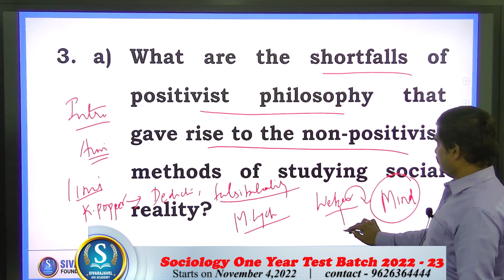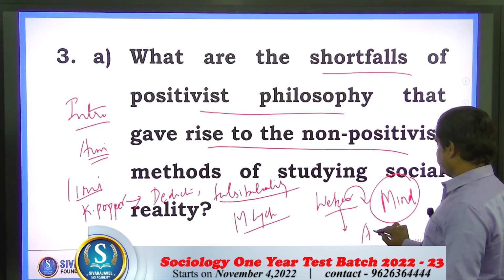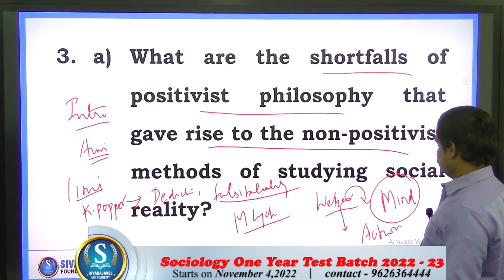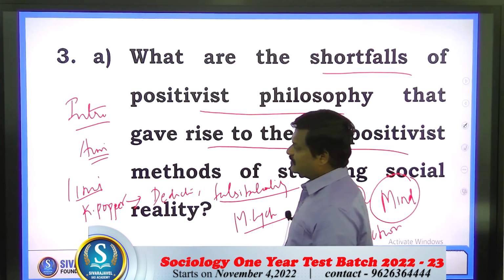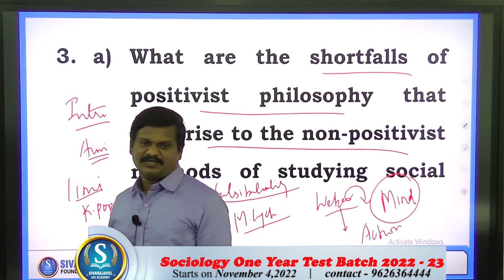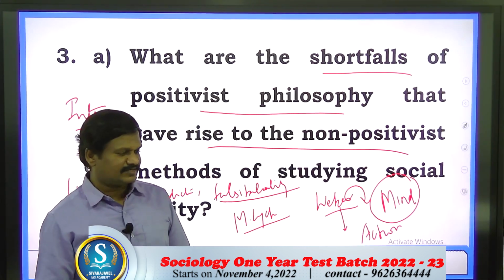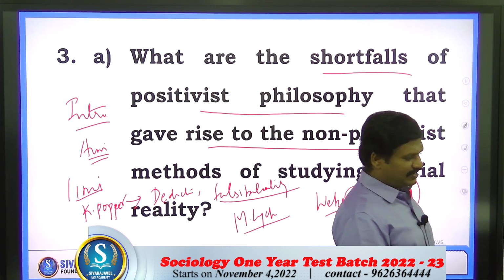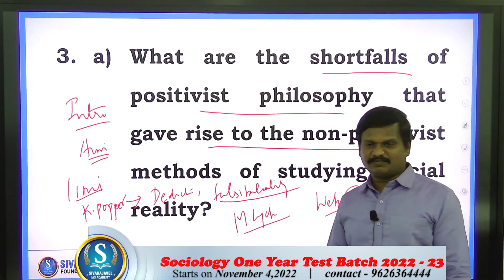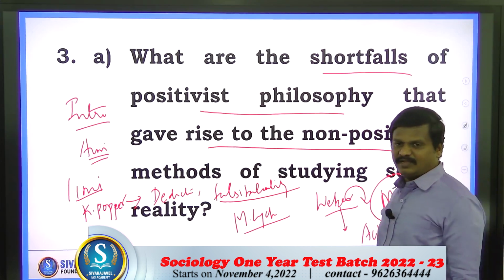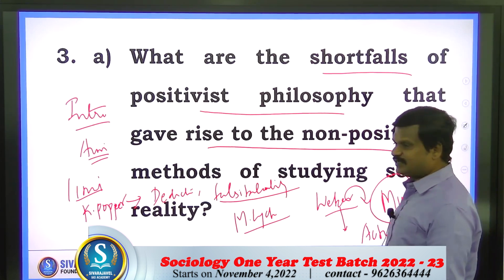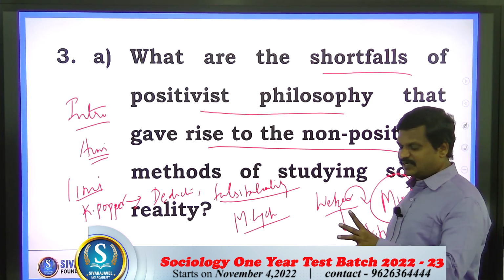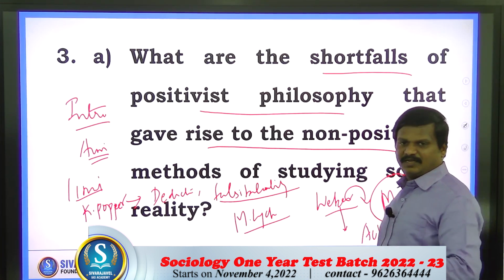According to Max Weber, action is the subject matter of sociology. But for positivism, what is the subject matter of sociology? According to Emile Durkheim, fact is the subject matter of sociology. Fact is something which is external to the individual, but action is something which is internal to the individual. So, the subjective actor or the subjective state of the actor will have to be the subject matter of sociology.